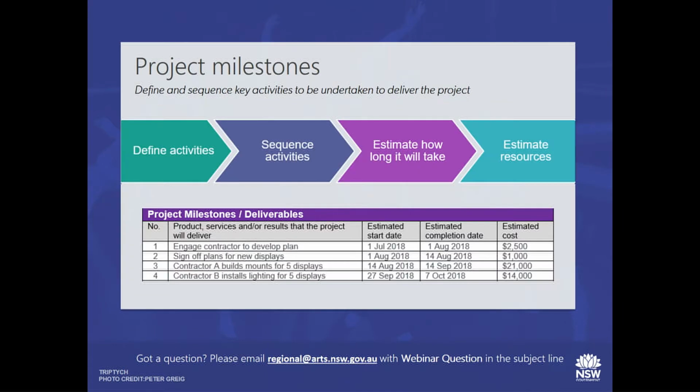Okay, so first up is the milestones. This is where you prove to the assessors that you understand all the work that's needed to be done to deliver your project. Working through the steps, you'll see that once you define the activities, you put them in the right order and then estimate how long it will take to complete and the resources needed to do that activity. So those resources are, of course, the cost, but some other things you might need to consider is who's doing it and how many people need to be involved in doing it, that sort of thing.